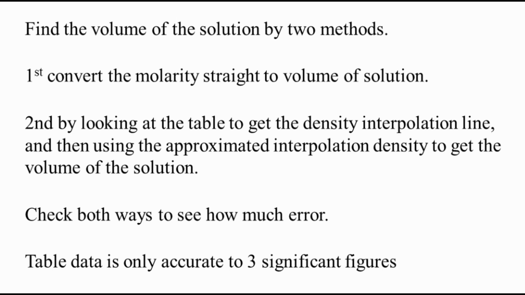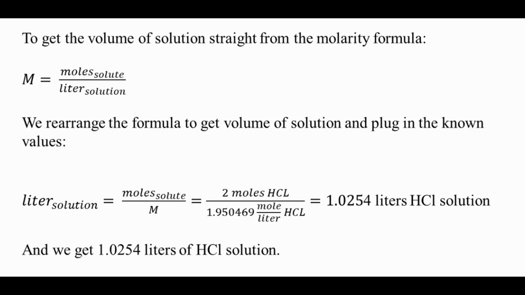Remember, the table data is only accurate to 3 significant figures or 2 decimal places, so we cannot expect the accuracy to be great. To get the volume of solution straight from the molarity formula, molarity equals mole solute per liter solution. We rearrange the formula to get the volume of the solution and plug in the known values. Liter solution equals mole solute per molarity equals 2 moles of HCl divided by 1.950469 moles per liter HCl equals 1.0254 liters HCl solution. So the volume of solution is 1.0254 liters.